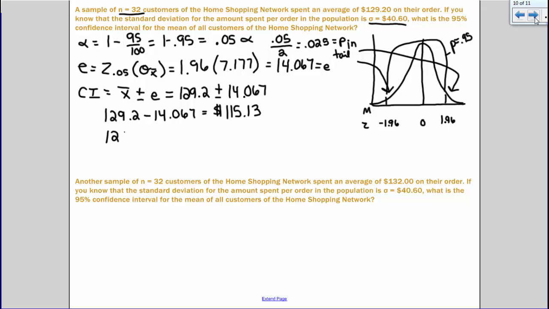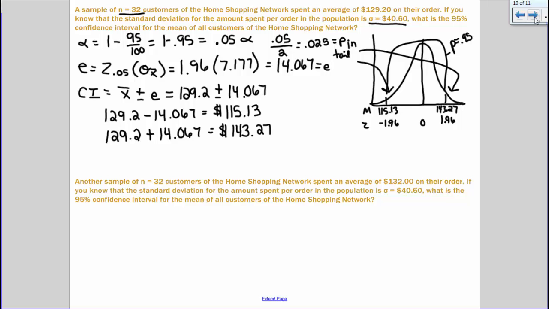All right, 129.2 plus, so the sample mean plus the margin of error, 14.067, and you end up with 143.267, or $143.27. So let's go ahead and fill those in our table here, or our graph. So 115.13 and 143.27. So 143.27 represents the sample mean with a z-score of 1.96. 115.13 represents the sample mean with a z-score of negative 1.96.